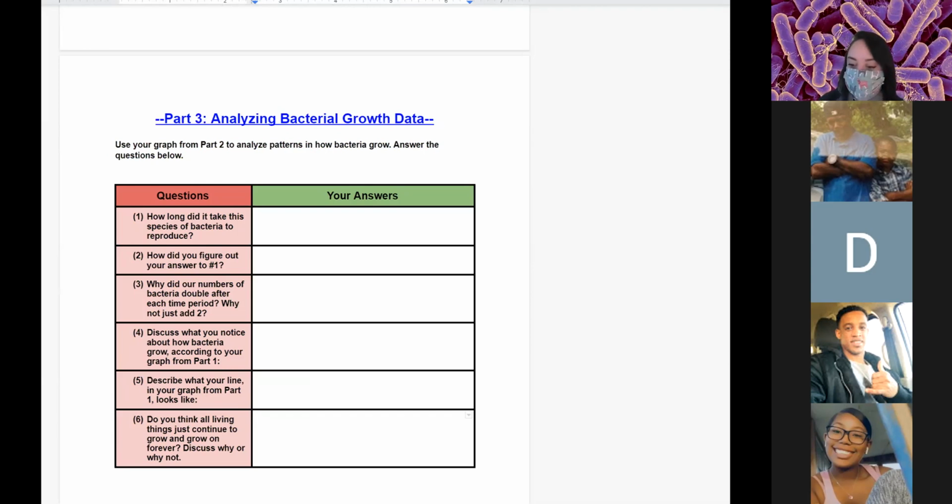Organisms die. What are some things that cause living things to die? Lack of resources, like things that they need to survive. Very good. Lack of resources that they need to survive. So food, water, shelter. What else could cause living things to die? Heartbreak.